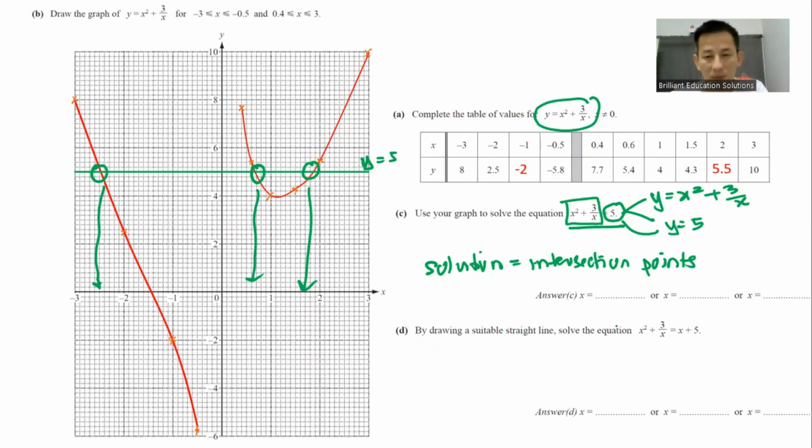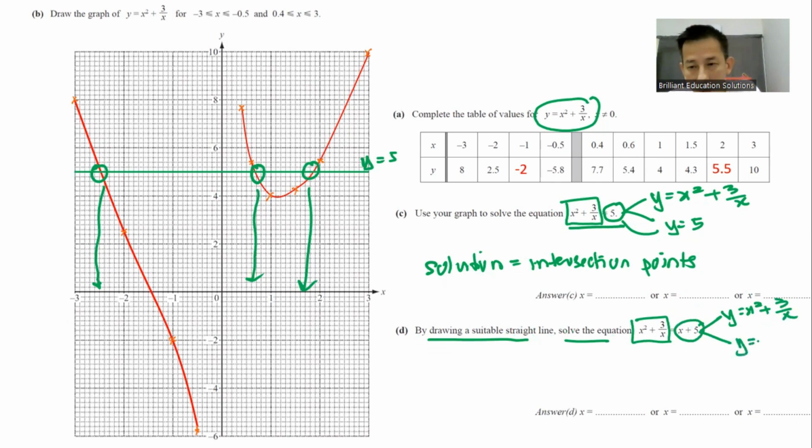And for D, by drawing a suitable straight line, solve the equation. Okay. So, as I said, it will be two equations. One will be here, which is y equal to x squared plus 3 over x. The other one will be y equal to x plus 5. So you just find the value of x and y. When x is 0, y is 5. When x is 1, y will be 6.